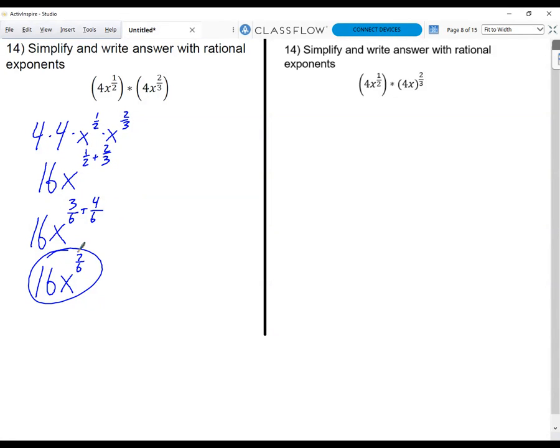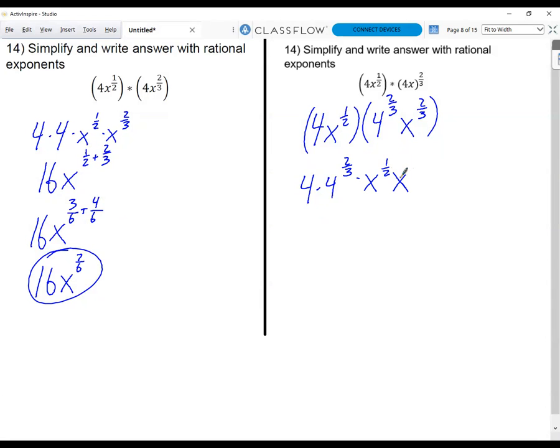If you did it like this one on the right, which is going to be the one that's on the quiz, you will have 4x to the 1/2. And then this on the right is going to distribute the 2/3 to each of the statements. So it's going to be 4 to the 2/3, x to the 2/3. Meaning this is going to be 4 times 4 to the 2/3 times x to the 1/2, x to the 2/3.